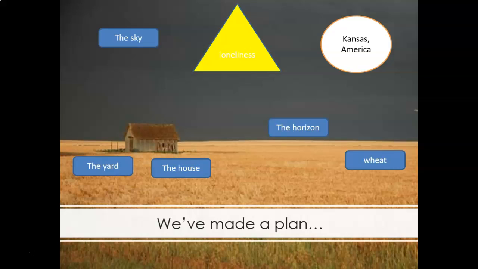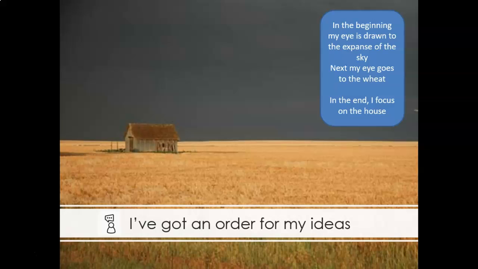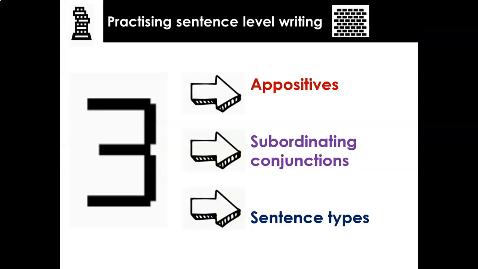So, can you remember yesterday we made our plan? Here it is. We've got loneliness. We've got the sky, the yards, the house, the horizon, wheat, Kansas, and America. That's my plan. Your plan's going to be looking different, but we're going to start to bring in some of these ideas that we've been working on today. Now, I've got the order of ideas. In the beginning, my eyes drawn to the sky, then the wheat, then the focus on the house.